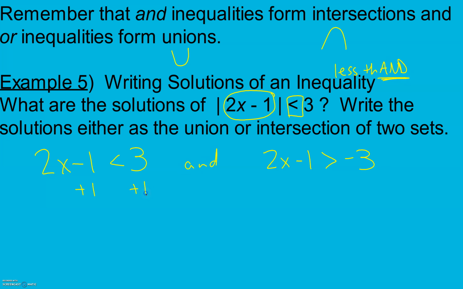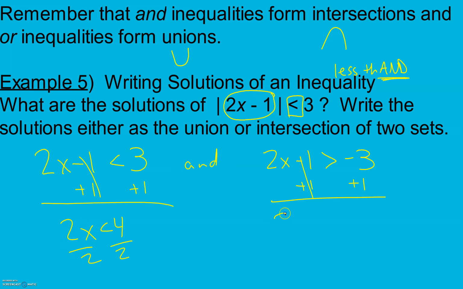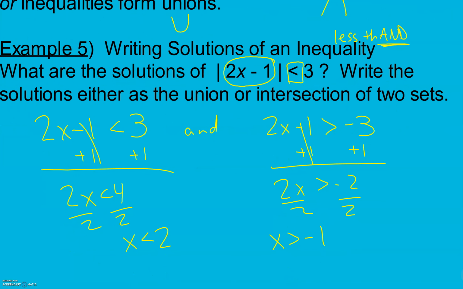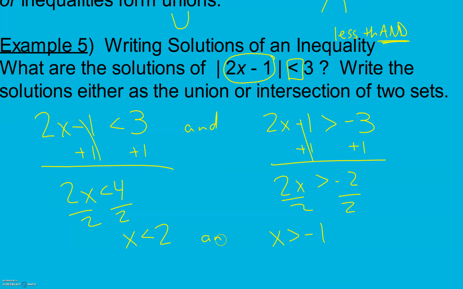Solve by adding or subtracting first, then divide. And if you weren't sure that it was an and before, you can check here. Are there any numbers that are less than 2 and greater than -1? You bet, numbers like 0 and 1. So, because it's an and, that means it's an intersection, and we're going to use this symbol here.